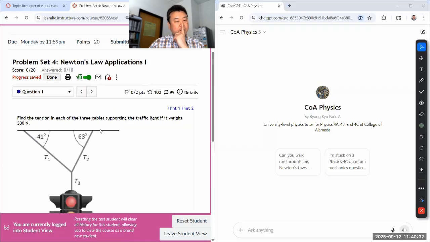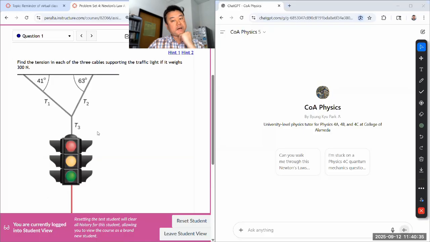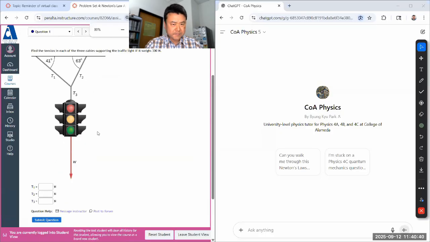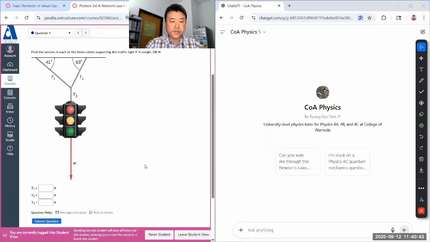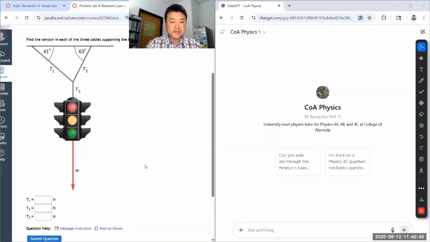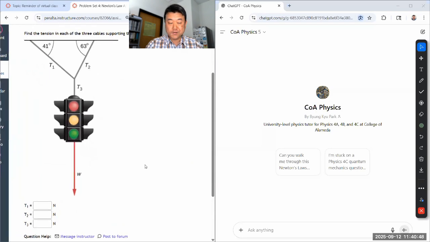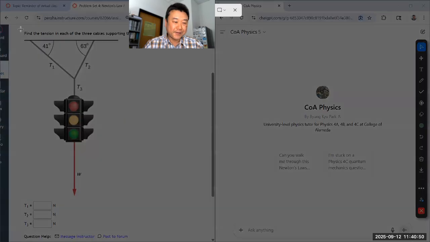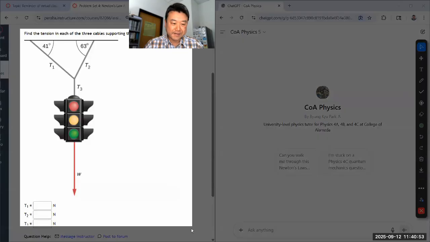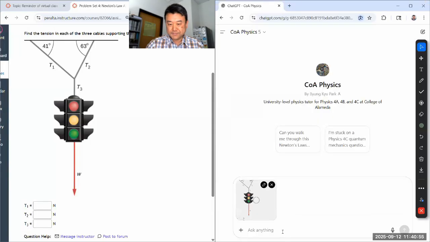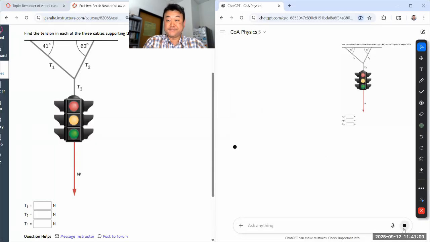Okay, so let me do a quick test of the Physics GPT by asking it this question and just making sure it's not answering the whole thing right away. Because as I do this, it should be asking me, what have you tried? Not, here are your T1, T2, T3. So just give it a try. Okay, good.